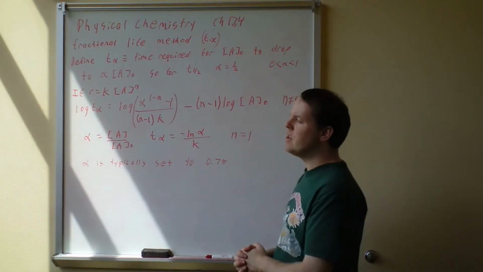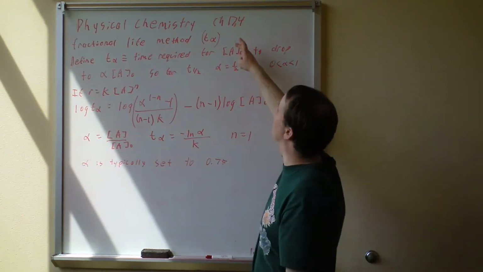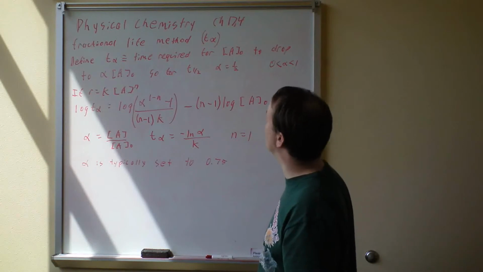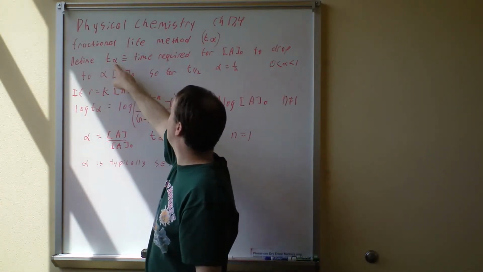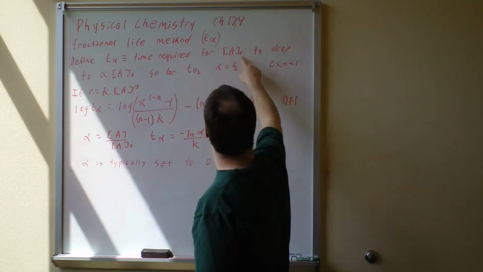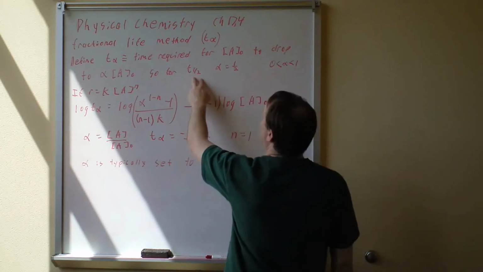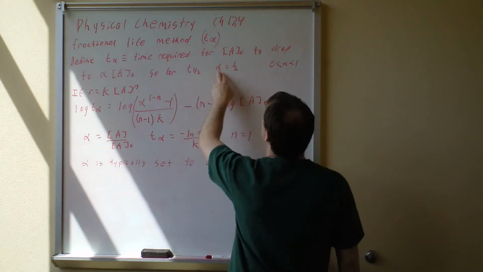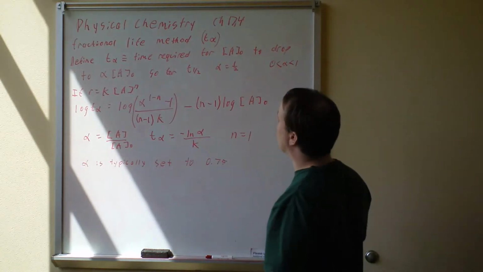Continuing on physical chemistry, chapter 17, section 4. We got the fractional-life method, which is kind of like the half-life method, so we're not numbering it separately. We're going to define the time of alpha as the time required for A naught to drop to alpha times A naught. Like when we did T 1/2, the half-life, alpha is 1/2. And obviously alpha has to be between 0 and 1.